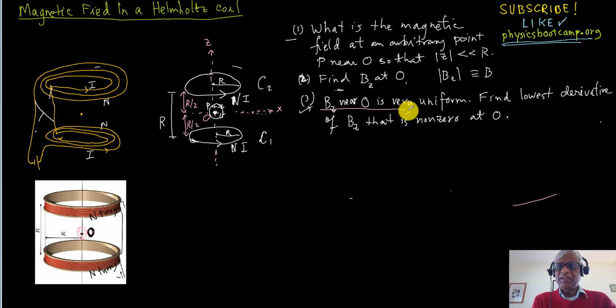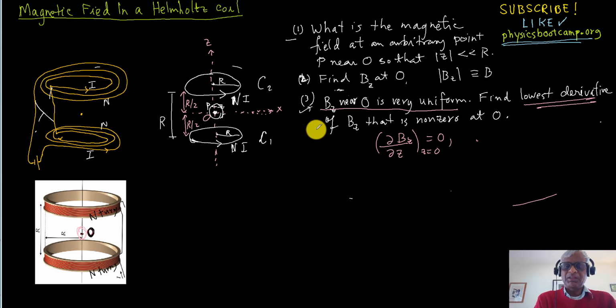Because the B at O or near O will be very uniform, and you can show that by looking at the derivatives of B with respect to z, like dB/dz, looking at just the z component. At z equal to 0, the first derivative will be 0, the second derivative is 0, and the third derivative will be 0, and you're supposed to find the lowest derivative that's not 0.